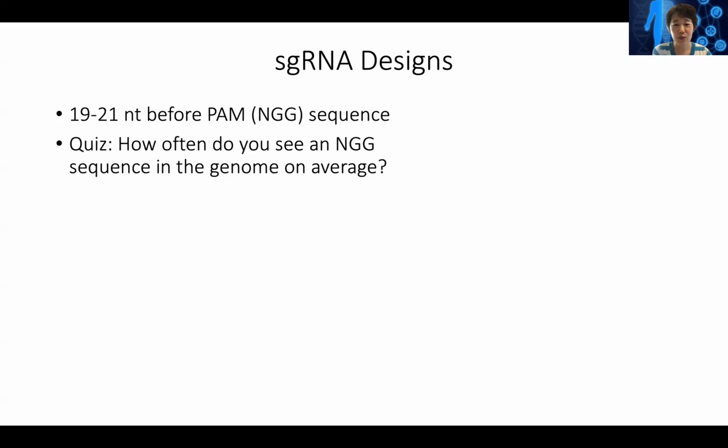How often do you see an NGG sequence in the genome on average? Like if I want to knock out the gene, how often can I design a guide RNA sequence? Can you guess?